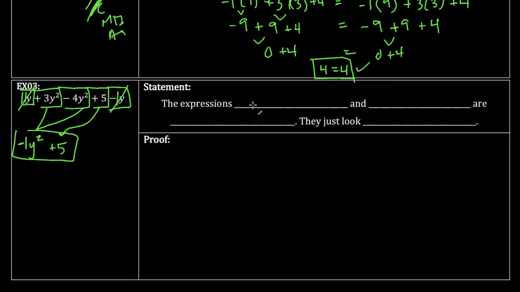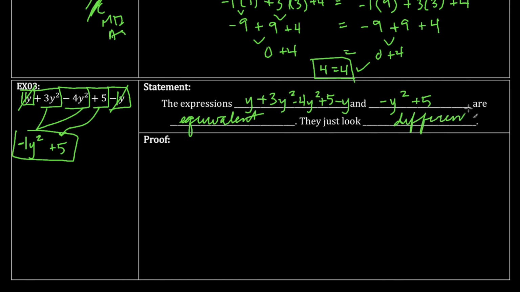So the expressions y plus 3y squared minus 4y squared plus 5 minus y, I almost ran out of room there, and negative y squared plus 5, which I'm writing simpler looking, are equivalent. They just look different. So I'm going to go ahead and show the proof the first way, which I just like. It's just a habit I've kind of grown over the years. So I'm going to put them separately.